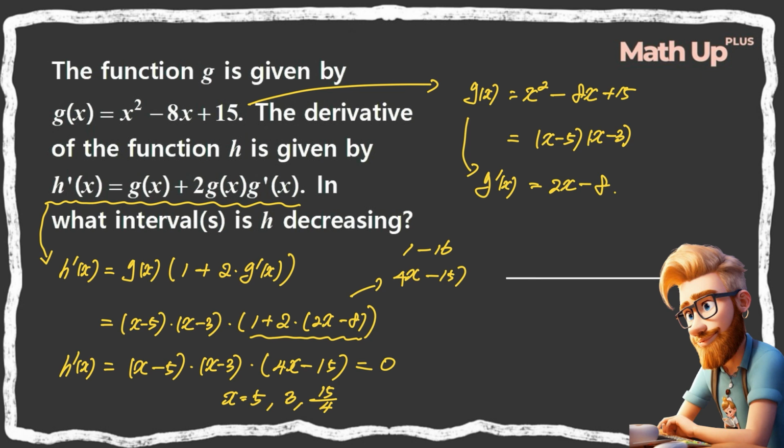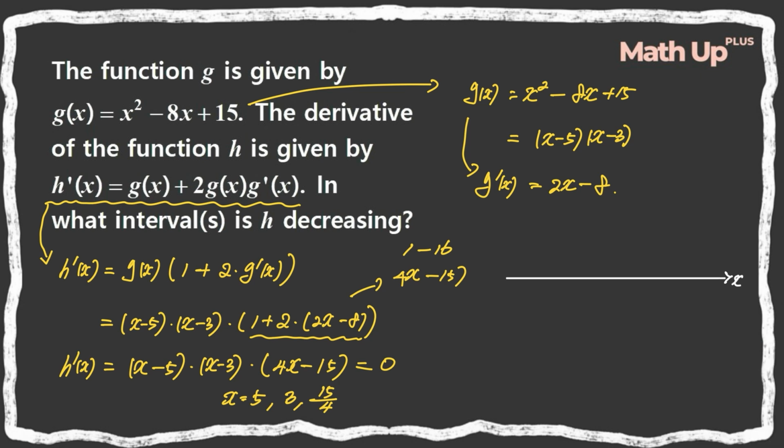Now, let's draw the line. This is number line x. We have 3, the least number. The greatest number is 5, and we have 15 over 4. That's 3 point something, between 3 and 4. So we have 4 intervals. Let me write h prime of x here.